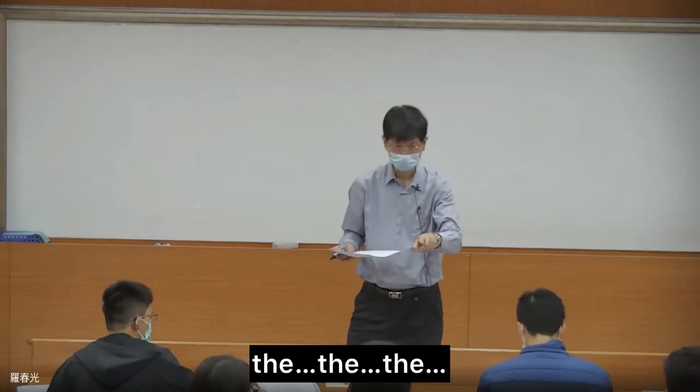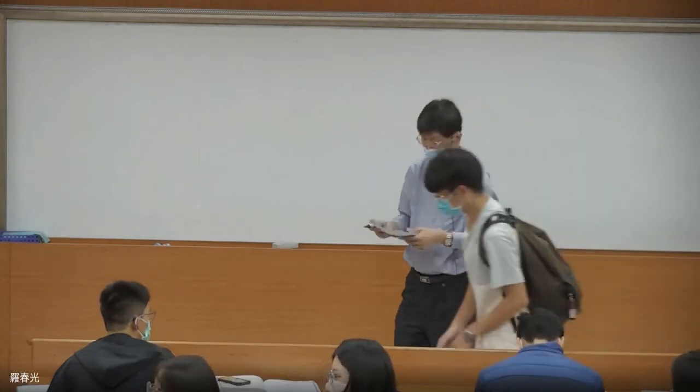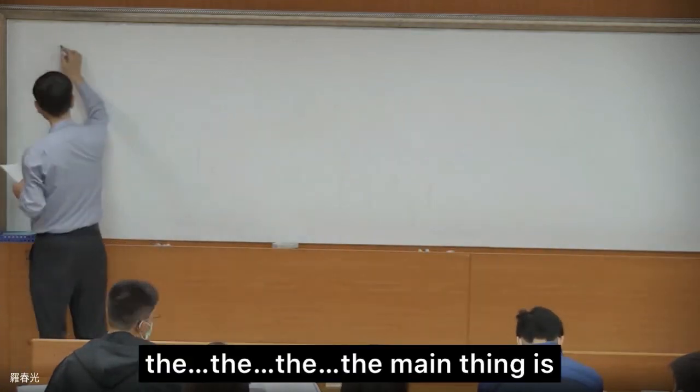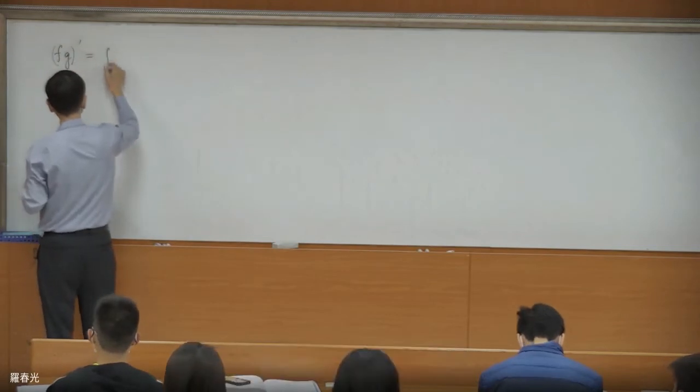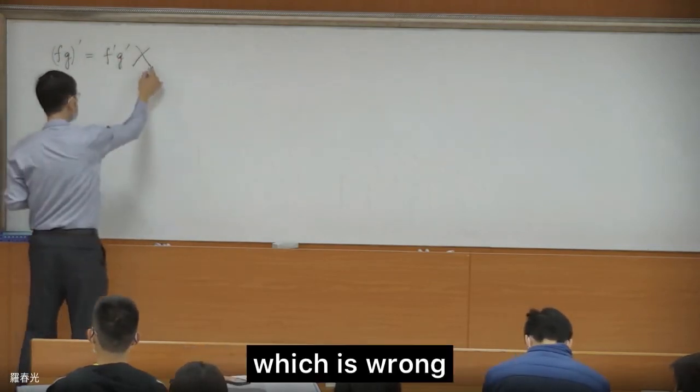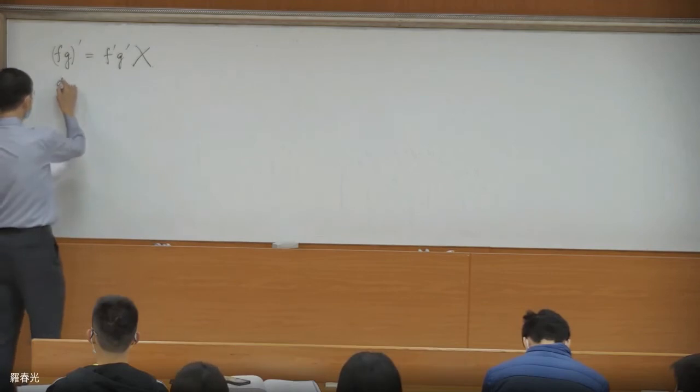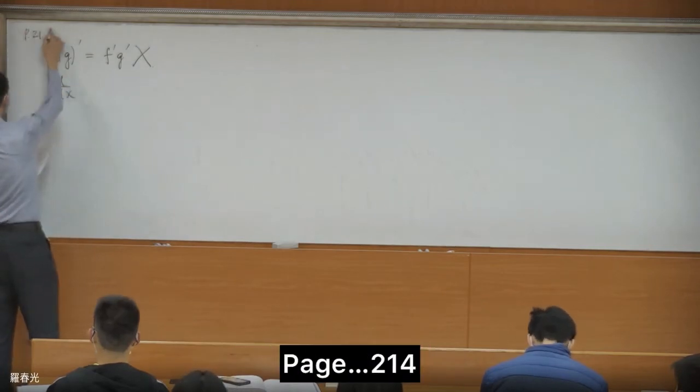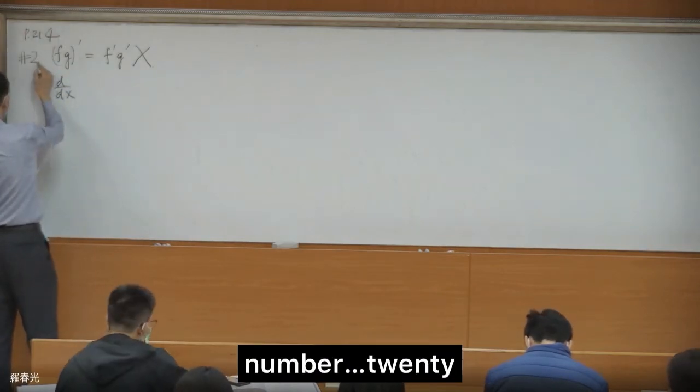First of all, the past homework. Okay, we talk about the past homework. The main thing is the main mistakes, several mistakes. Still, we have something like this, which is wrong. For example, this is page 214, number 20.